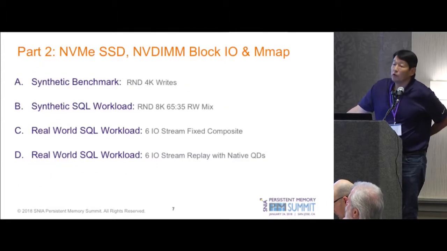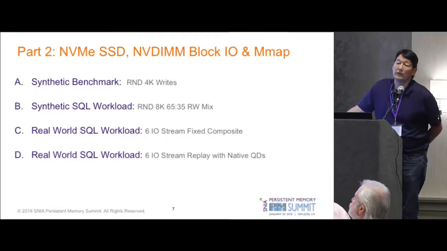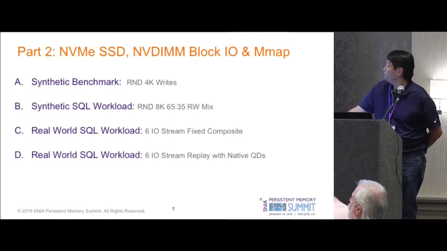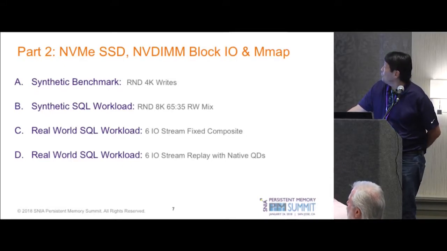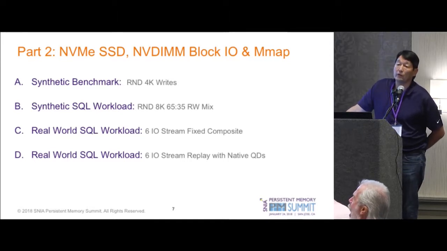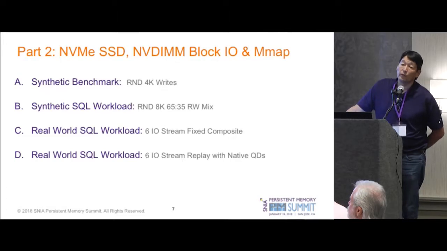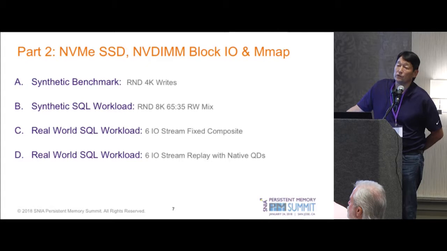Okay, here we're going to look at testing the NVMe SSD, the NVDIMM as a Linux block I/O device, and then the NVDIMM as a DAX file system memmap. We're going to run 4 tests. Test A is the random 4K write, single I/O stream, fixed queue depth. The second one is the 2 I/O stream with the queue depth varied over the course, so you see the performance of a range from 1 to 1,000 users.